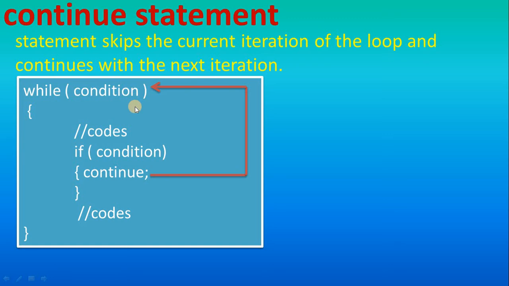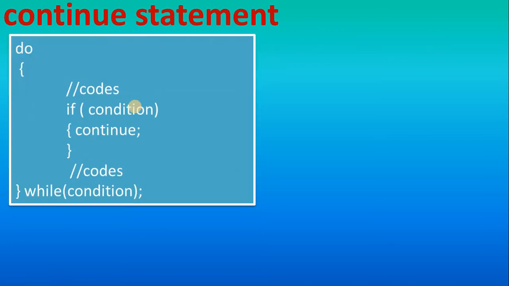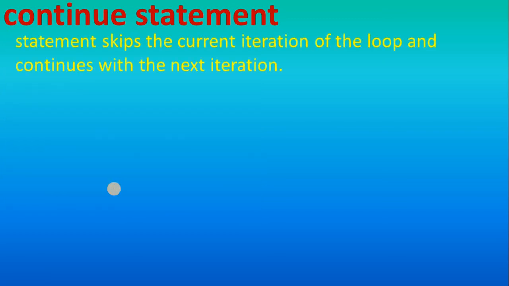And the continue statement can be used in the other looping statements. The working process will be the same. If again the condition is true, then here the control will go to the condition, because in do while the condition is present at the downside. Same way you can use it in the for loop also.